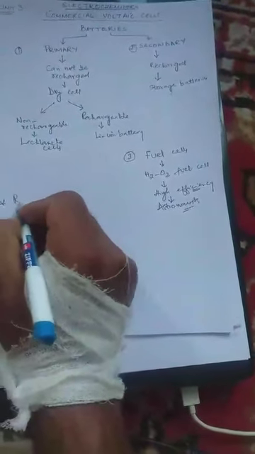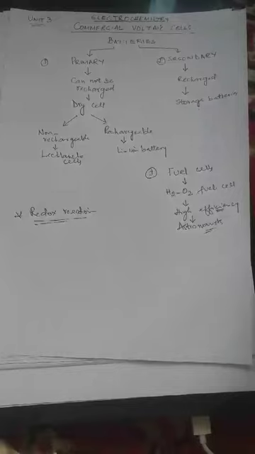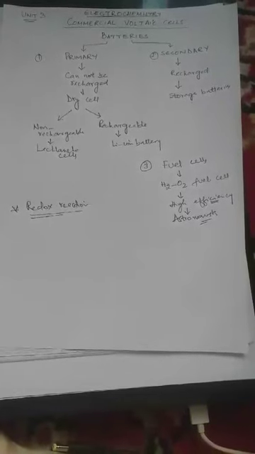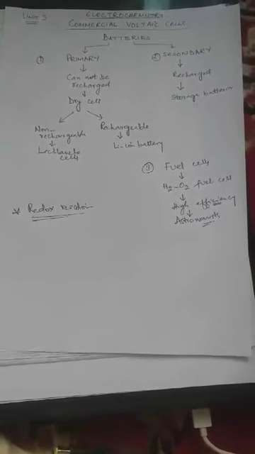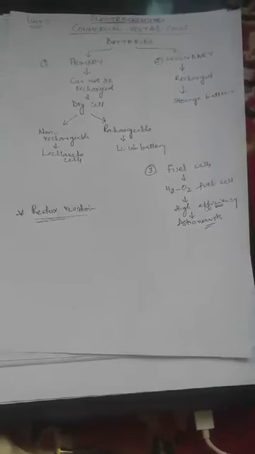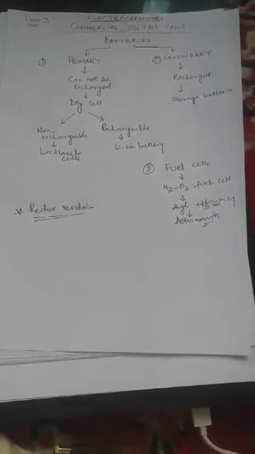In all these cells, the reaction involved is a redox reaction. Redox means a reaction which involves simultaneous oxidation and reduction. At the anode there occurs oxidation, whereas at the cathode there occurs reduction. So there are two half cell reactions, the oxidation half cell and the reduction half cell, and we add the two reactions. That gives the net or overall reaction.